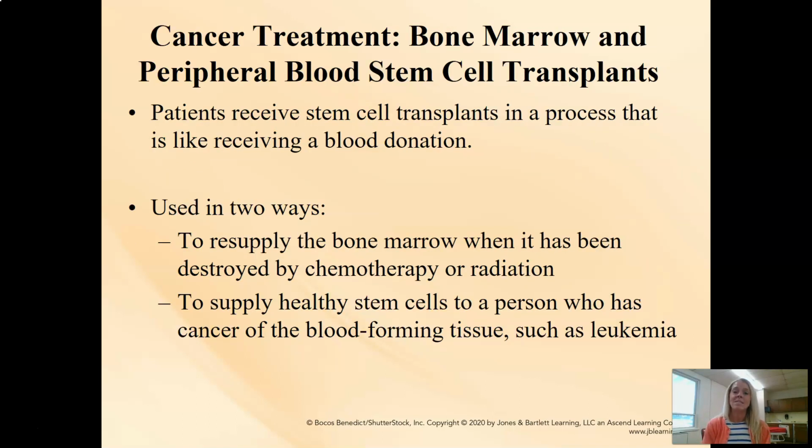Bone marrow or stem cell transplants are a treatment especially for leukemia type cancers, but patients get stem cell transplants in what looks like a blood donation or a blood transfusion. It can be used to resupply bone marrow if it's been destroyed by chemotherapy or radiation, or to give healthy stem cells to a person who has, again, leukemia, which is a cancer of the blood.